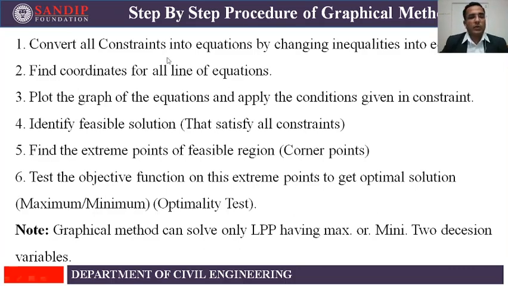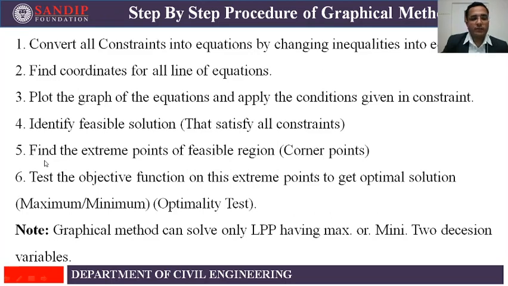Now the second step, find coordinates for all the lines of equations. As we mentioned in slide number 1, in that way we have to find the coordinates of all equations. After finding the coordinates, plot them on the graph, and we will get the lines for the equations given in the constraints. After that, identify the feasible solution. In this case, the main point is that the feasible solution should satisfy all the constraints. Okay, how? I will explain it later on.